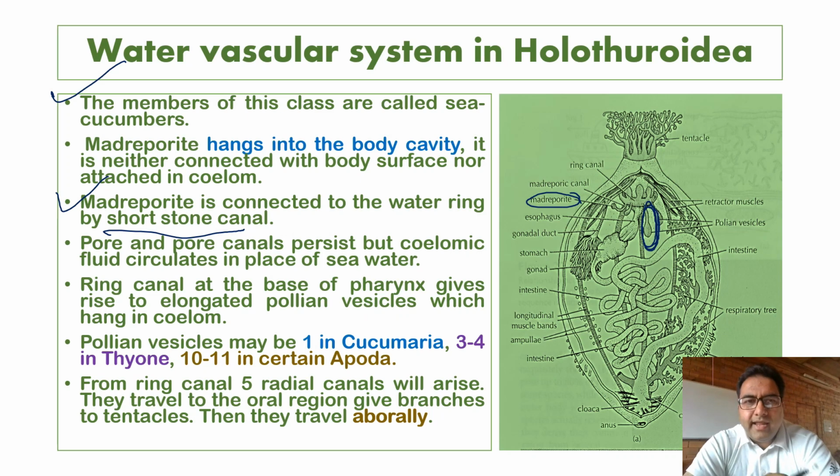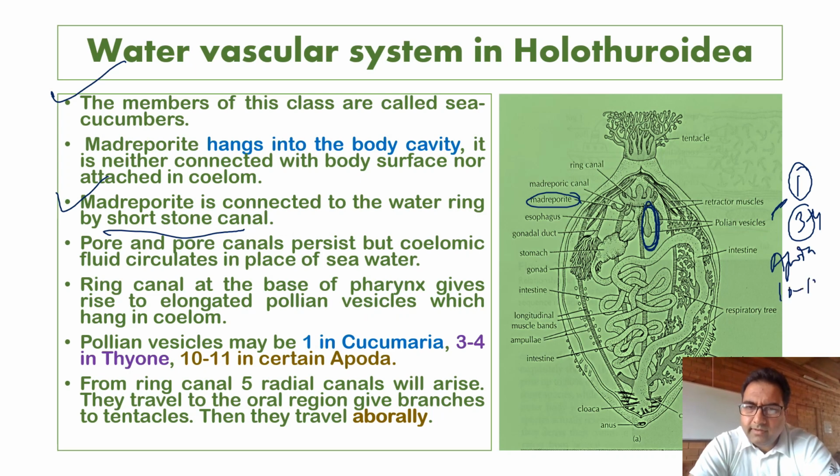So the madreporite hangs in the coelom, the Polian vesicles hang in the coelom, and the stone canal is short. The pore canals persist, but they have coelomic fluid instead of seawater. These are the important characteristic features. The Polian vesicles vary in number. There may be one in Cucumaria, three to four in Thyone, and ten to eleven in certain Apoda.